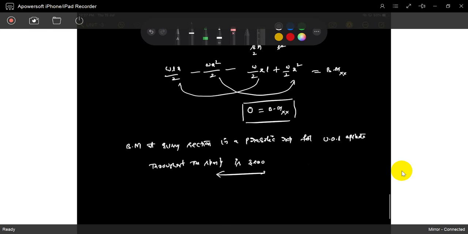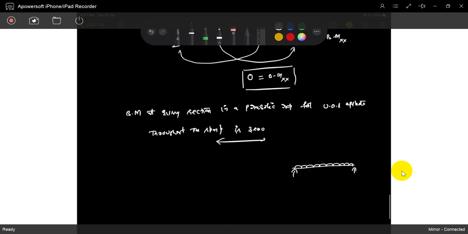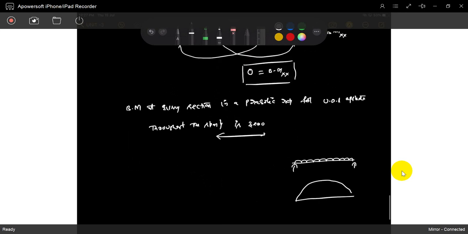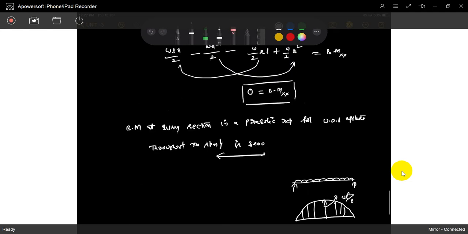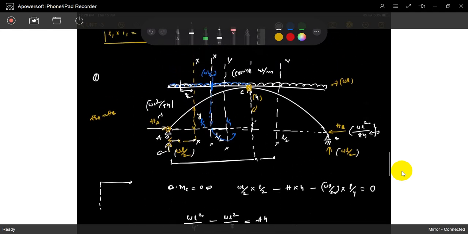Understood? If it is a linear span, the bending moment diagram will look like this, WL square by 8. So everywhere some bending moment is there. But if you provide a parabolic arch, the bending moment arising from vertical reactions is exactly compensated by the bending moment arising from the horizontal forces. Then the total bending moment at every section is zero.